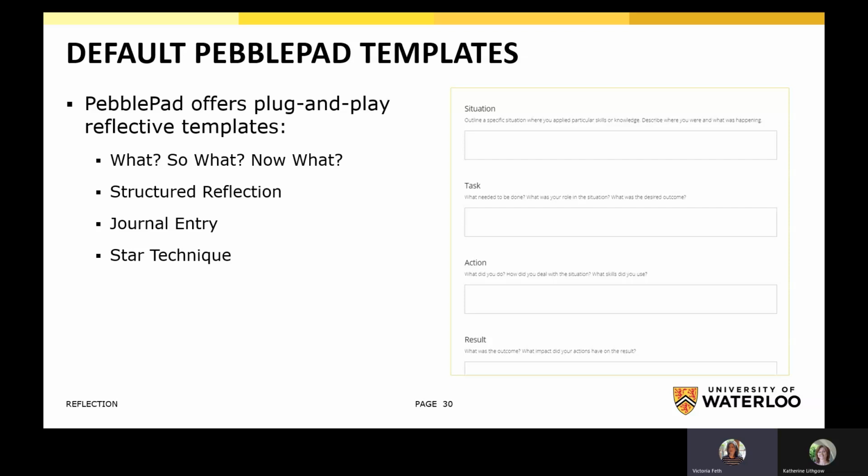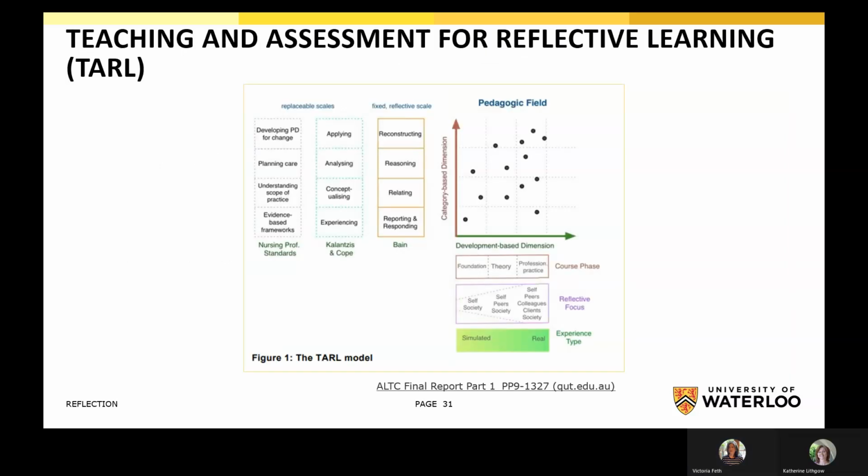And the ones that PebblePad offers are What, So What, Now What, which we've looked at, a structured reflection, which has a lot of similar stages to the templates we've looked at. There's a journal entry one that is very open-ended, and there's the STAR technique, which is portrayed here in the screenshot. So if this is something that's interesting to you, it's an easy way to get started. And again, Catherine or your faculty liaison here at Waterloo, at least, is able to help you get started quickly on any of these. And I'm going to toss this back to Catherine now, who is going to talk to you about the teaching and assessment for reflective learning model.